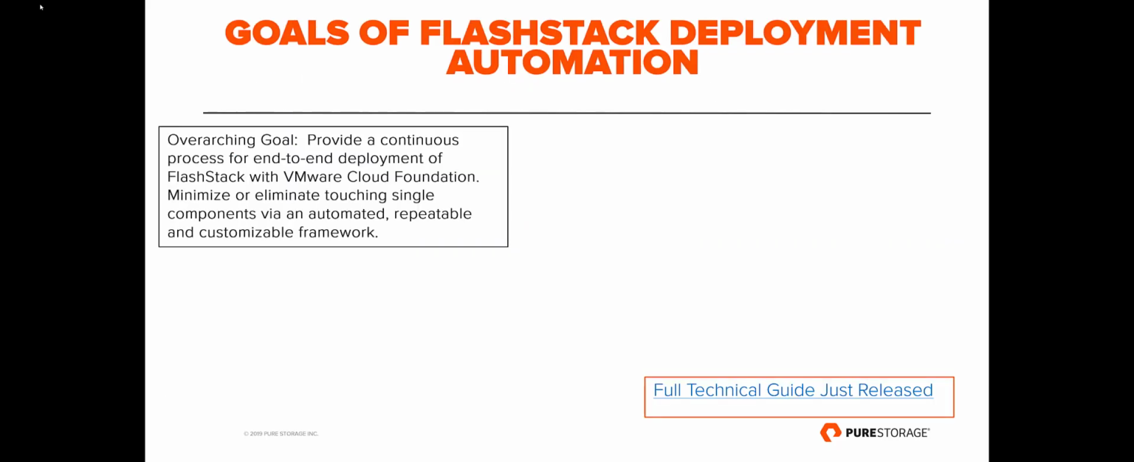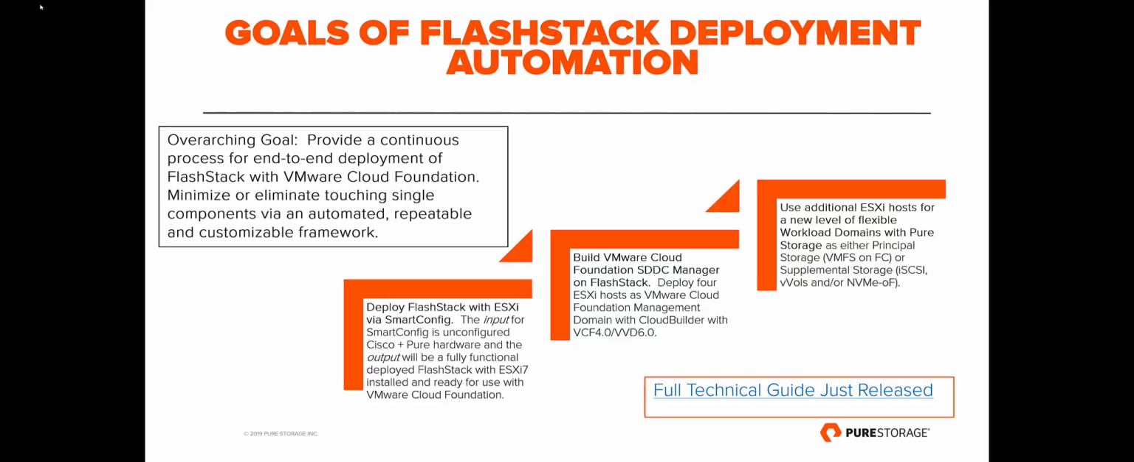So really, our deployment automation has one main goal. We want to give a continuous flow that will solve the end-to-end deployment of FlashStack with VMware Cloud Foundation. VMware Cloud Foundation requires ESXi hosts as the input, which sounds easy enough, but of course, building a usable ESXi infrastructure is not an easy task by itself, which is where SmartConfig comes in.